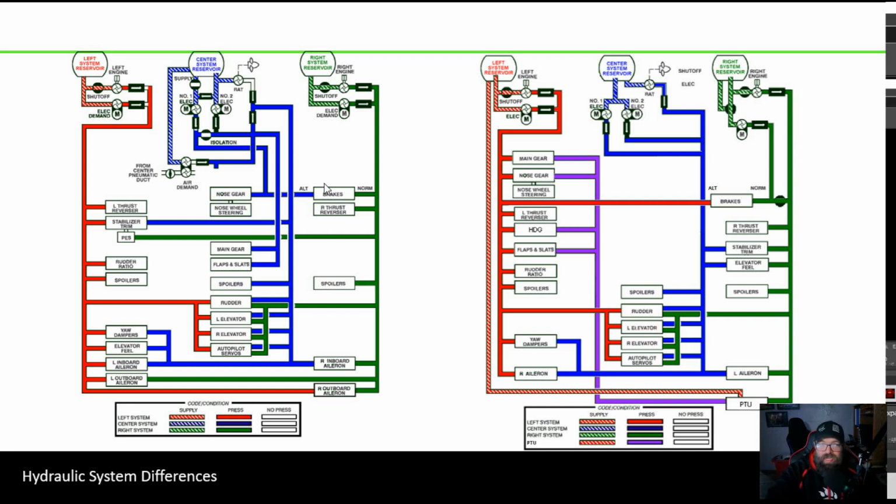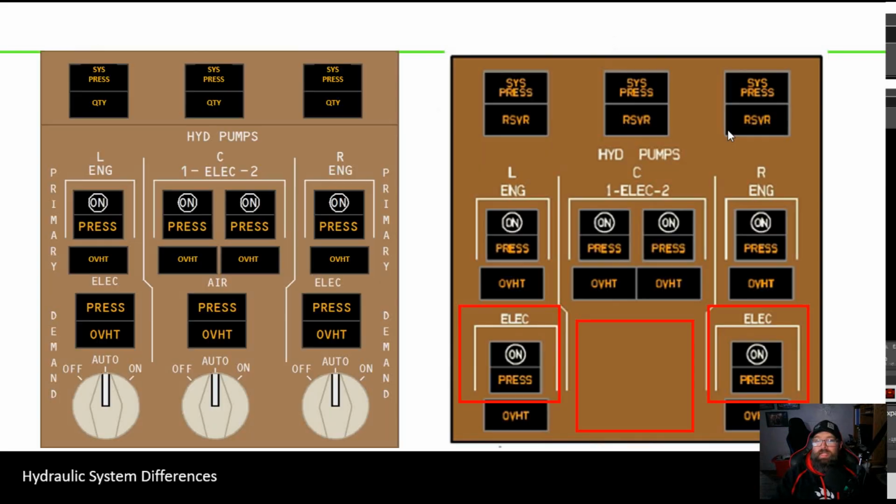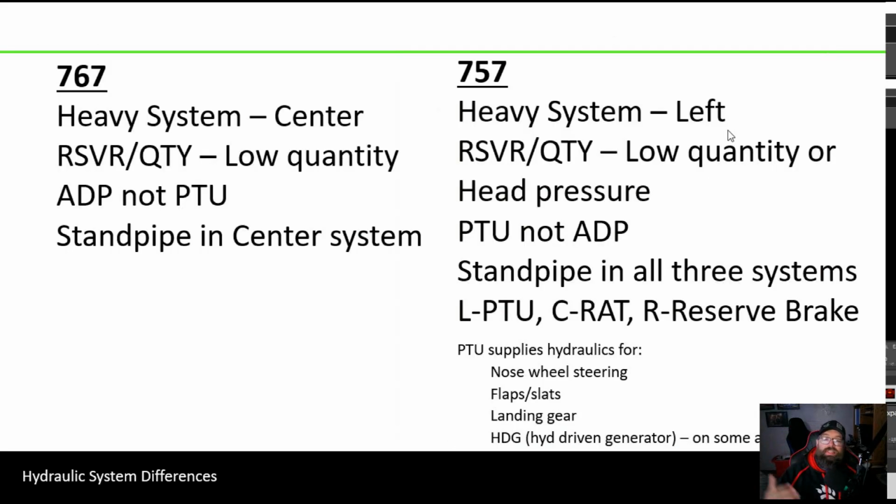On the 7.5, there is a standpipe in every system, meaning that there is a protection for something, depending on which system we're talking about. And that's where we're at with this. The standpipe in the left protects fluid for PTU use. The standpipe in the center is for the RAT. And the standpipe in the right is going to be for your reserve brake. So there's a reason why there's a standpipe in each system, where the 7.6 doesn't have that.